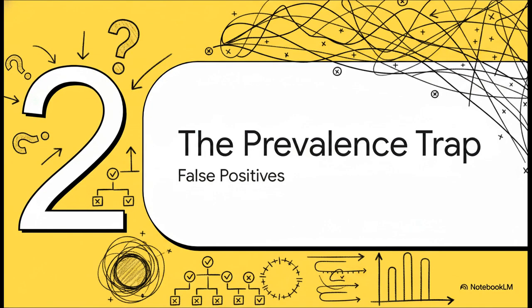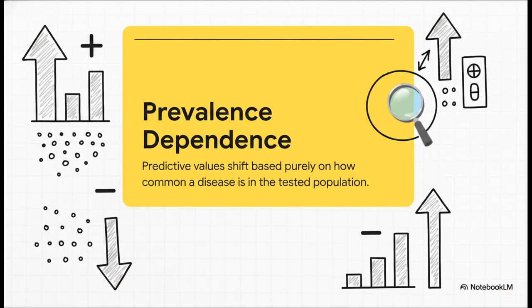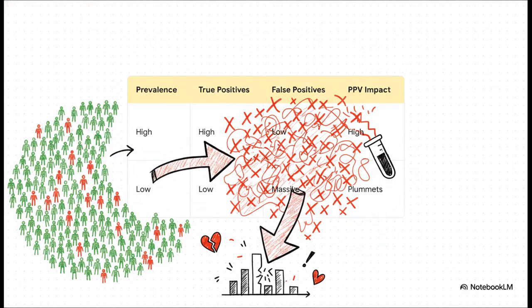Which brings us to Part 2, the prevalence trap, overwhelmed by false positives. This is exactly where so many diagnostic errors happen. Prevalence dependence means your PPV is essentially a combined metric. It shifts purely on how common the disease is in the specific population you're testing. So, high prevalence equals a high PPV, but with low prevalence, your PPV drops like a rock. And this is exactly why it plummets.